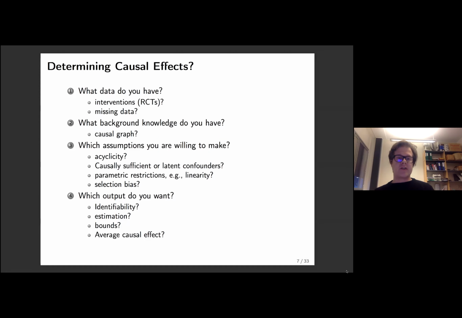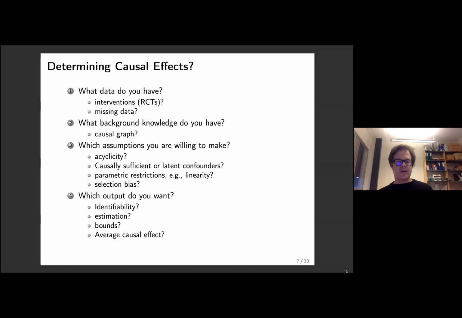On the third dimension, it's a question of the assumptions you are willing to make. Are you willing to assume that your structure is acyclic? Maybe you have unobserved variables, unobserved background factors. These are latent confounders. And on the other hand, if you assume there are no such things, then the system is causally sufficient. You might also have some parametric restrictions such as linearity.